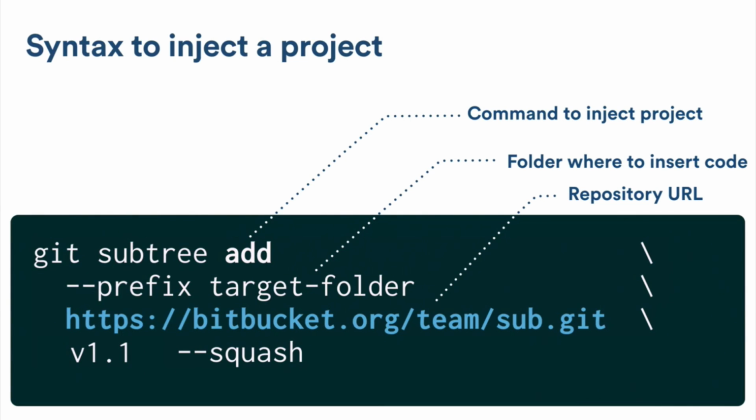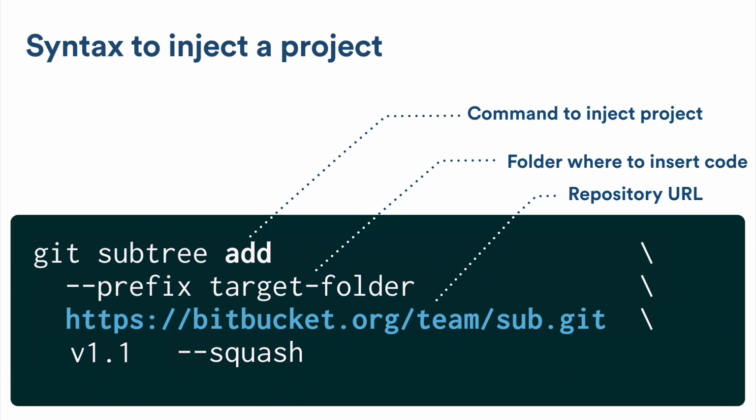The last flag, --squash, takes the entire history, all the commits of the project you're importing, and squashes all of those into a single commit, which I recommend you do, as generally it is the cleanest way. That way you will have a single commit in your local history that represents importing a project into your parent project.